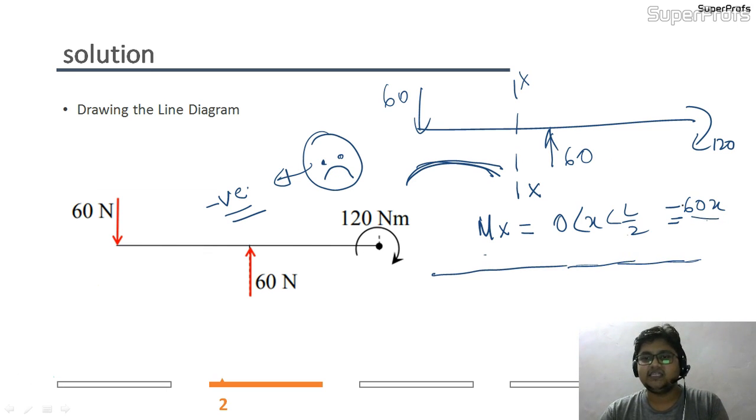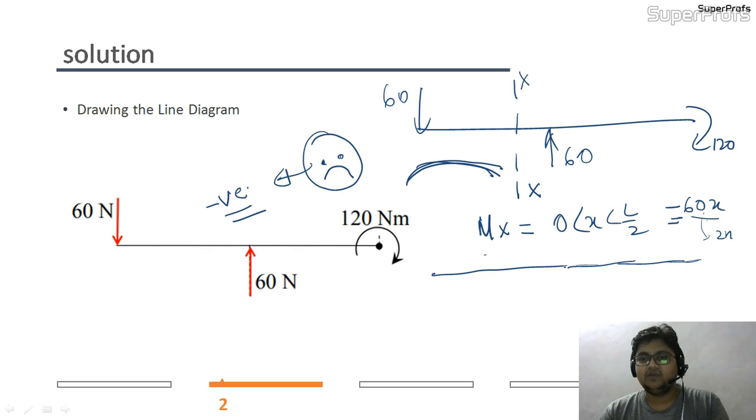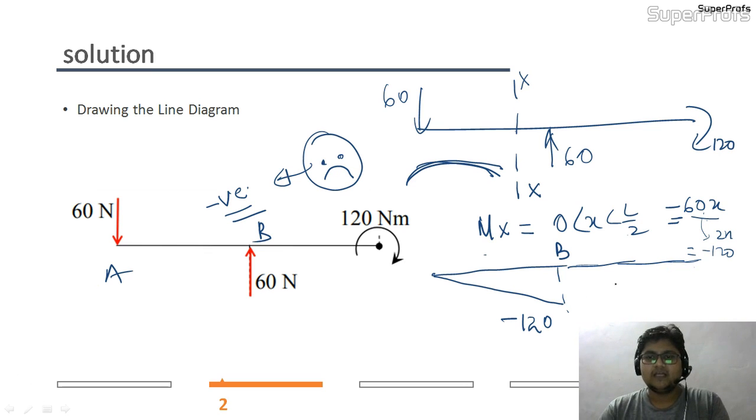And if in this equation you put x equal to L by 2, which is nothing but 2 meter, as you can see in the question also, it is 2 meter. So if you put 2 meter here, you will get minus 120. So here I have drawn a straight line up to this point. Suppose I name these points B and A. Up to this B, it is minus 120. So what will be after this point? After this 120, you can see that at the free end also there is a moment of 120 acting.